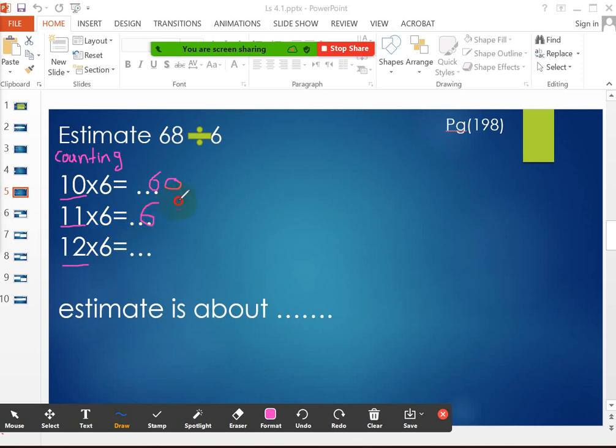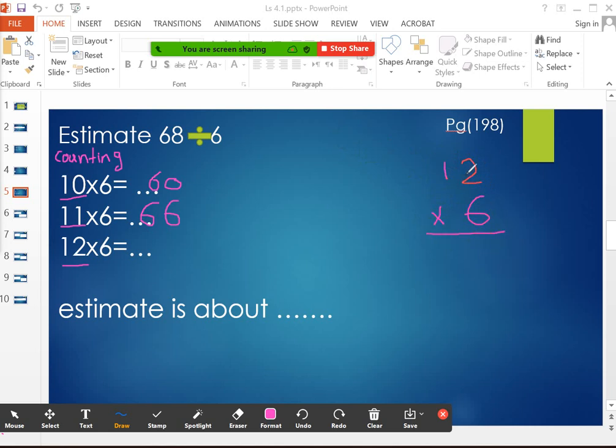Or you can multiply a two-digit number with a one-digit number. 6 multiply 1 equals 6. So the answer is 66. Now, what about 12 multiply 6? I will multiply it here on a white paper. You can use a white paper and do this multiplication.